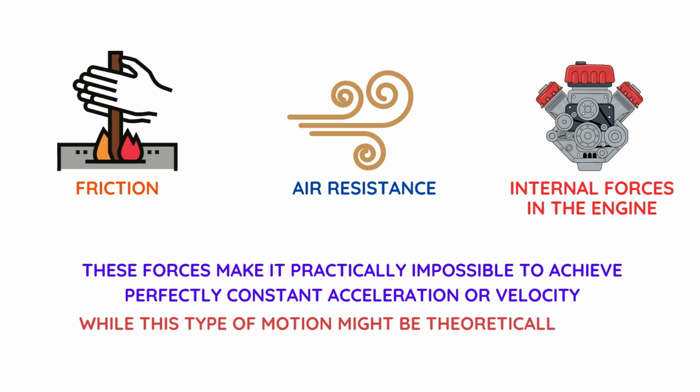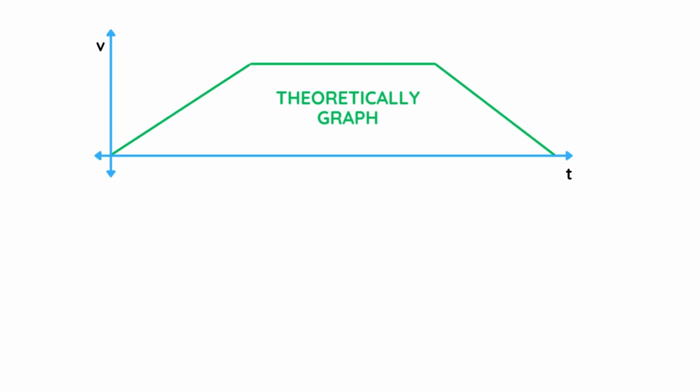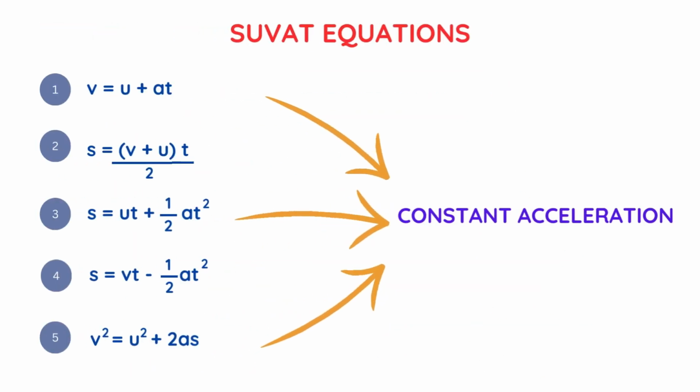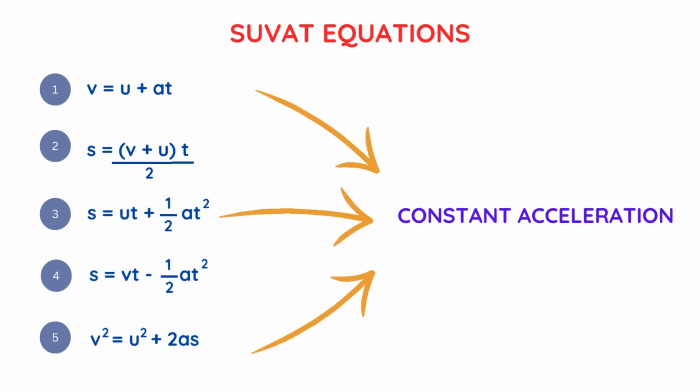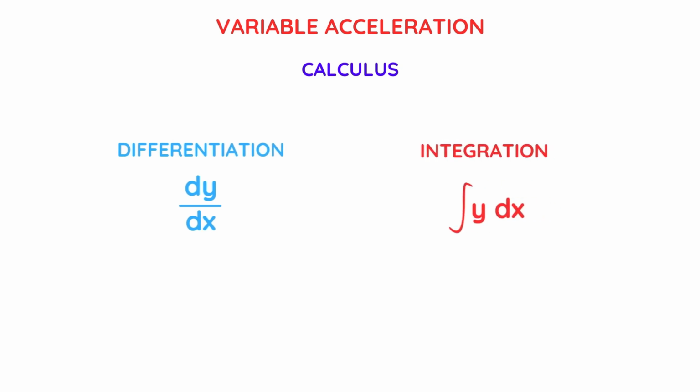While this type of motion might be theoretically possible, it doesn't occur in real-life situations. A realistic velocity versus time graph would look something like this, much different from the idealized version. While questions about constant acceleration can be solved using SUVAT equations, solving questions involving real-life situations with variable acceleration requires calculus, specifically differentiation and integration.